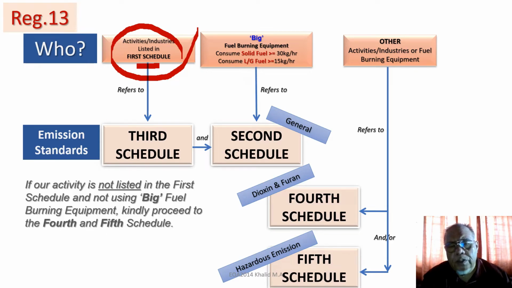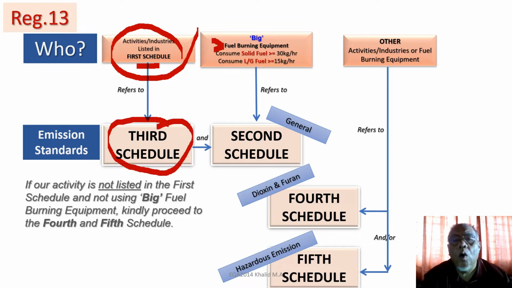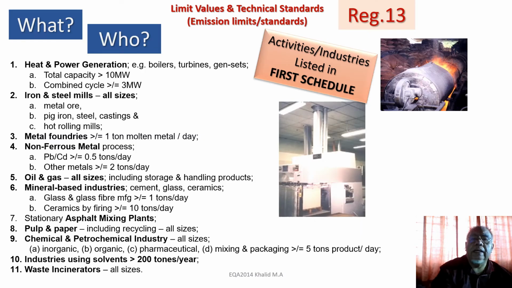Activities which are listed in the first schedule here, their emissions standard shall only refer to the schedule. Only if these activities in the first schedule do have fuel burning equipment other than what they already have, if they are power generation plant. Other than that, other industries, if they do have fuel burning equipment of this sort, then these fuel burning equipment will have to refer to the second schedule. We are not doing it now. Let's take a look at the first schedule.